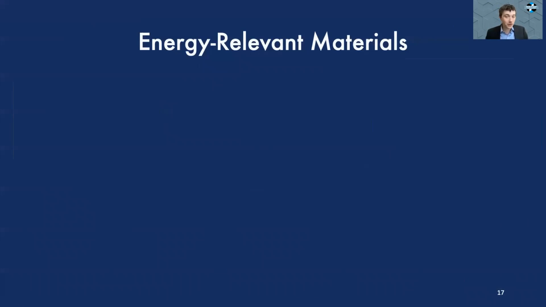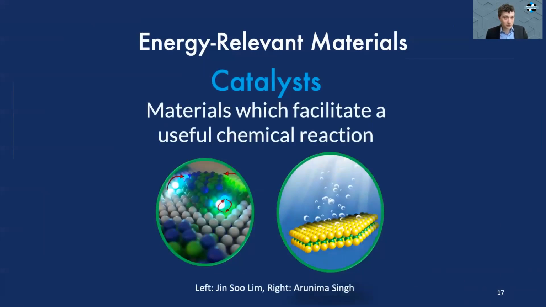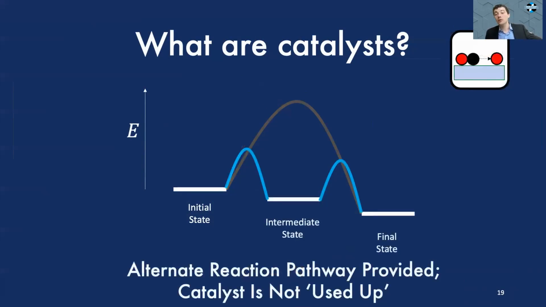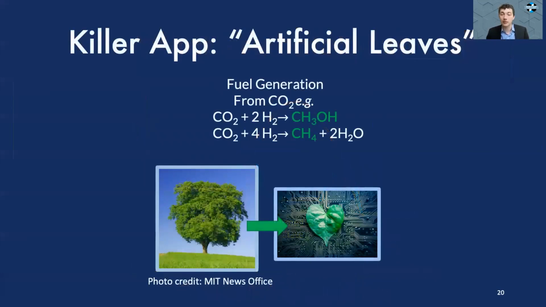Examples of those include batteries or solar cells, but this talk focuses on catalysts, which are materials that facilitate a useful chemical reaction. The name of the game is that if we have a molecule in a state A with an energy barrier that prevents it from going to a state B that we want it to be in, we can either find a way to put energy into the chemical to get it over the hump, or we use a catalyst that provides an alternate reaction pathway that makes this process easier or even spontaneous. This catalyst is not used up and then can facilitate the reaction again and again.